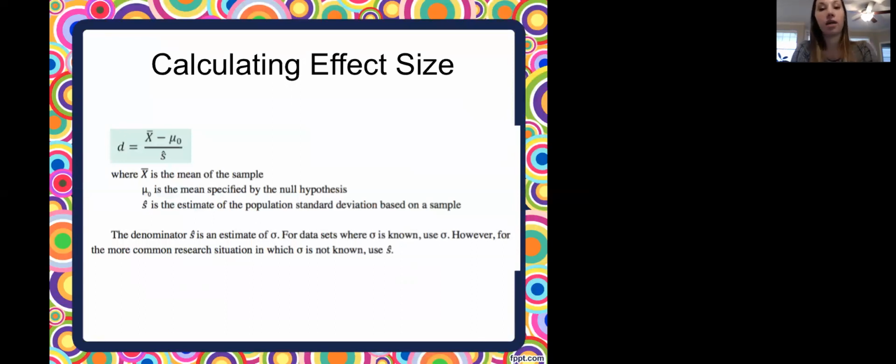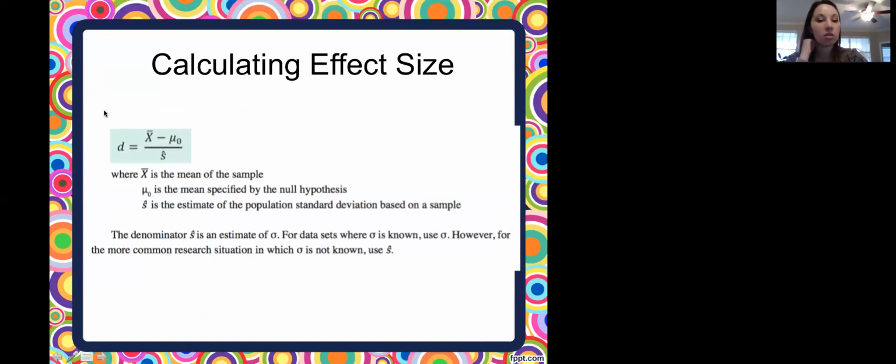So we do it every time, even if we don't have a significant result, because our effect size tells us the magnitude of the difference between our two groups. It tells us how big the difference is between our sample and our population. So effect size is very important. So here's your formula for effect size.